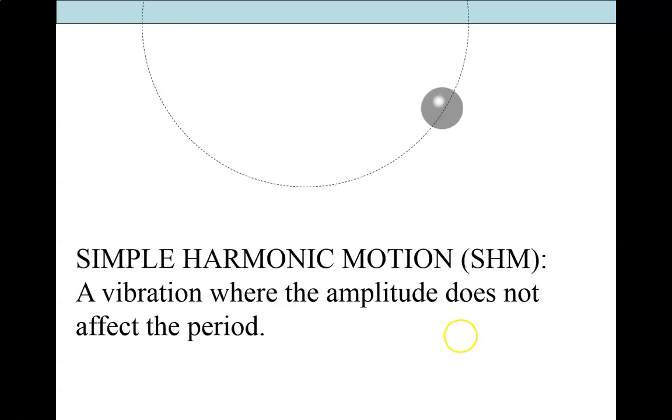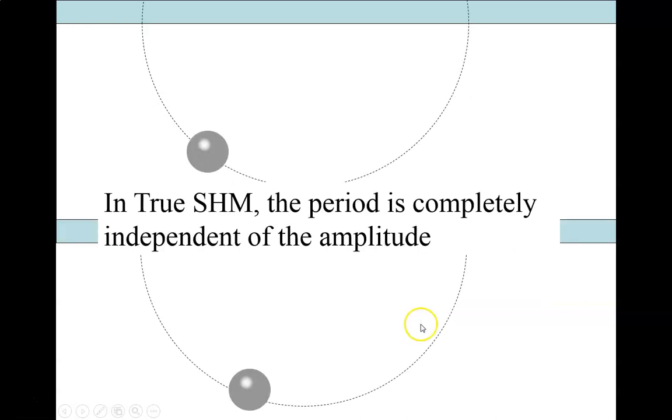So this simple harmonic motion is what we've been introducing here. Basically, simple harmonic motion is an oscillation or vibration where the amplitude does not affect the period. How big the swing is doesn't affect how long it takes. That's what we found out with the pendulum: if we had a bigger release angle, a bigger amplitude, it didn't take longer. So in true simple harmonic motion, the period is completely independent of the amplitude.